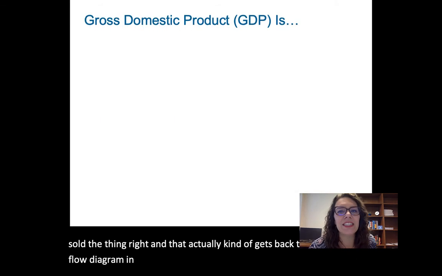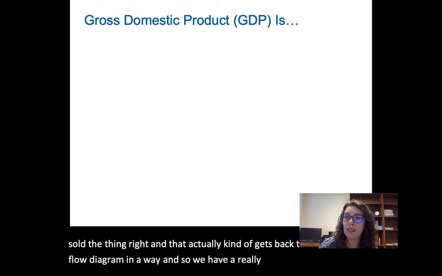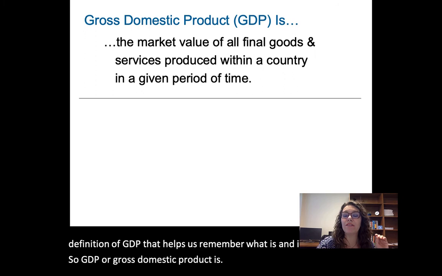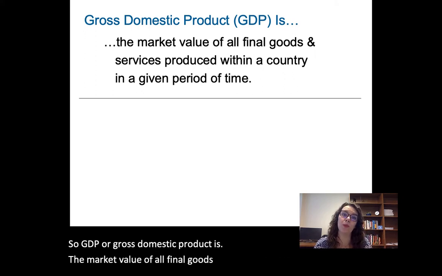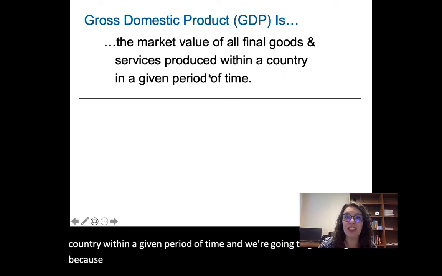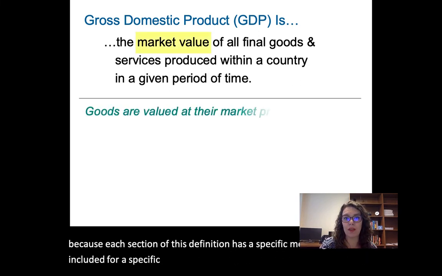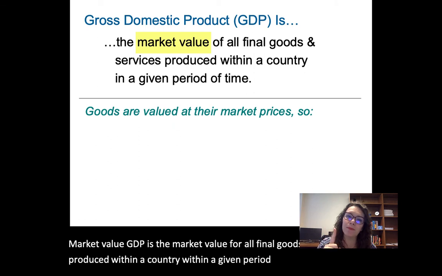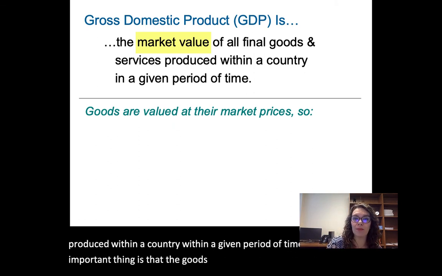And so we have a really specific definition of GDP that helps us remember what is and is not included. GDP, or gross domestic product, is the market value of all final goods and services produced within a country within a given period of time. And we're going to go through it, because each section of this definition has a specific meaning and is included for a specific reason. So, market value. The first important thing is that the goods are valued at their market prices.